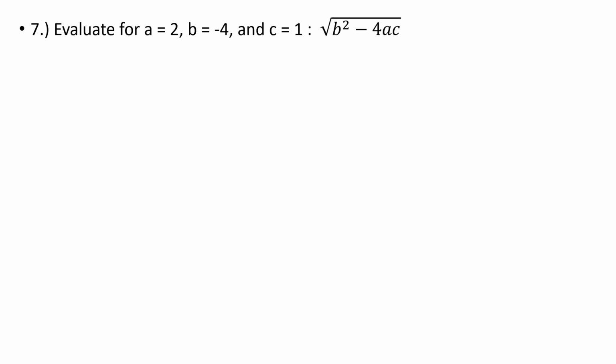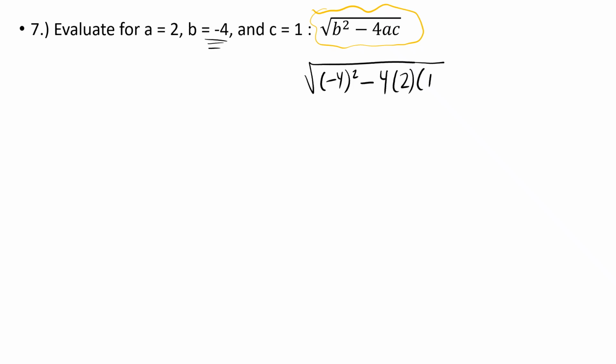Evaluate for A equals 2, B equals negative 4, and C equals 1. And I mentioned this in the lesson. This is something that you're going to see in the near future in your study of math. And so getting used to that B squared minus 4AC, plugging in those numbers, and being able to get to the correct evaluation is a useful thing. So B squared, B is negative 4. And so I'm going to put that in parentheses, minus 4 times A, which is 2, and C, which is 1.